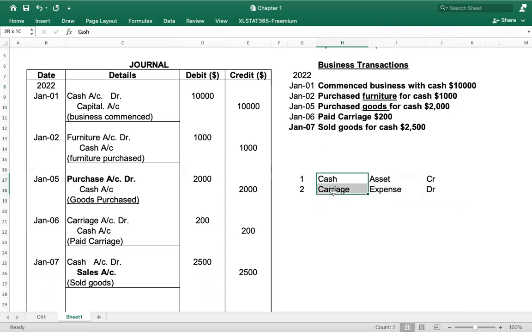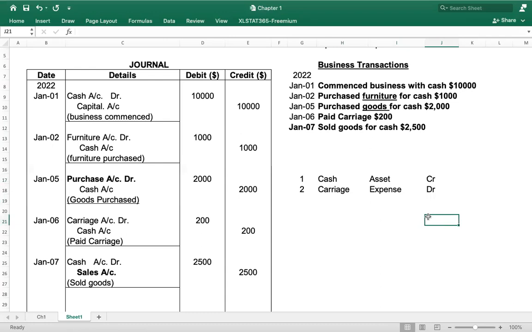First, we need to identify the items. Then we need to identify their category. And after that, we need to decide debit and credit. So these are the items, these are the categories. The category will either increase or decrease. Depending on that, we will decide whether we need to debit or credit the item. I hope you understood.